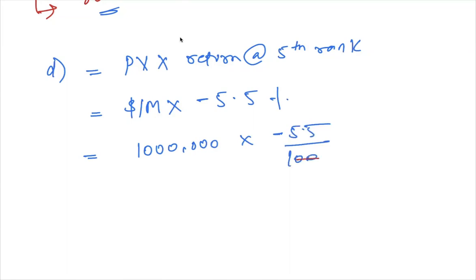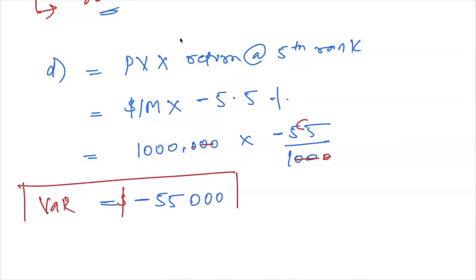So two zeros gone. So negative of 55. Okay, sorry. If we remove this, there will be one more zero, so it will also be gone. So it is 55,000. So negative of $55,000, right? So what I'm saying is my loss.